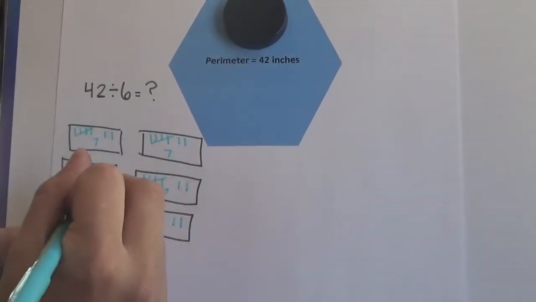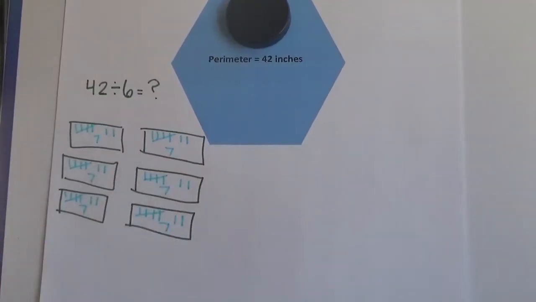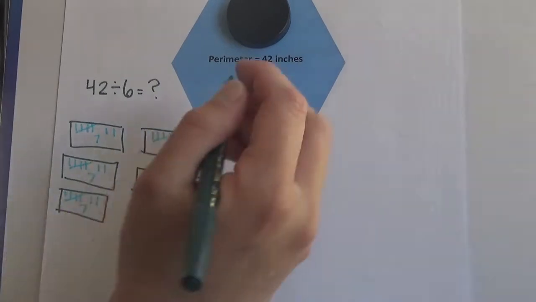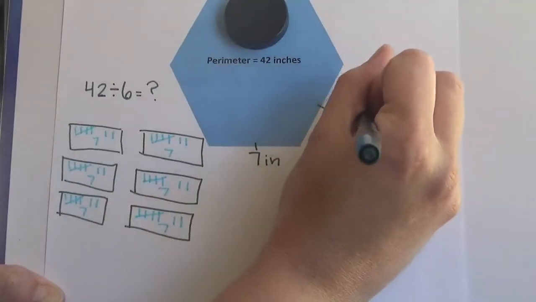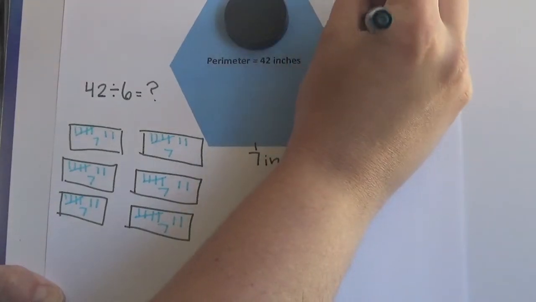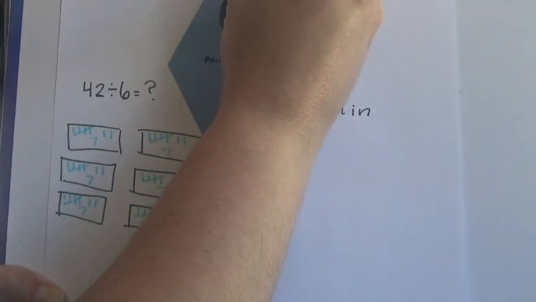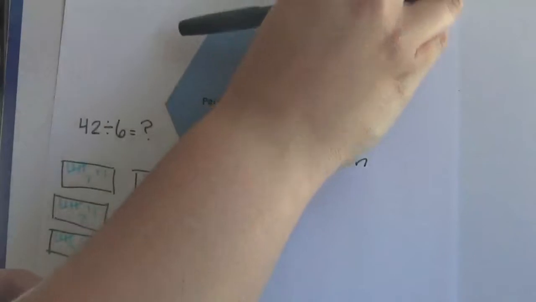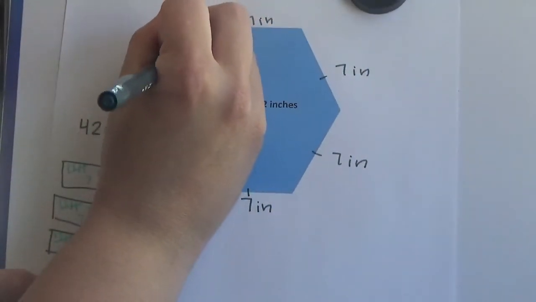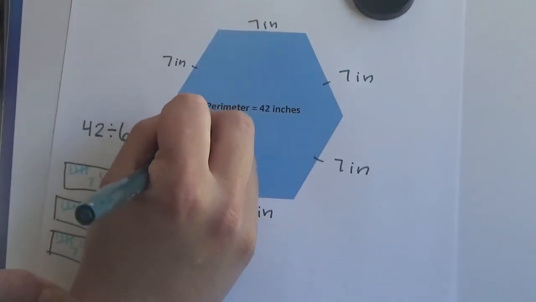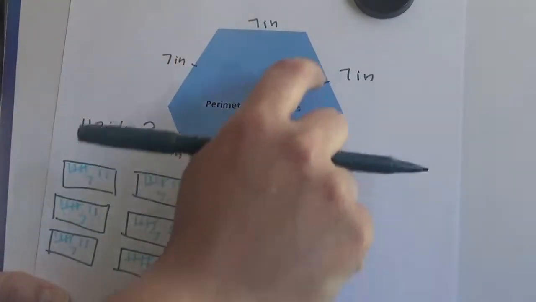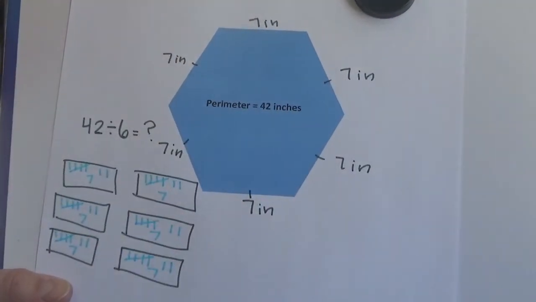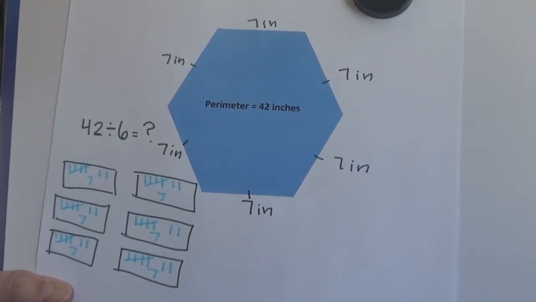And so this represents the measurement of each side. So that means that this is 7 inches, this is 7 inches, this is 7 inches, the top is 7 inches, this side is 7 inches, and this side is 7 inches. So that means that this hexagon, where all sides measure the same length, if the perimeter is 42 inches, each side measures 7 inches.